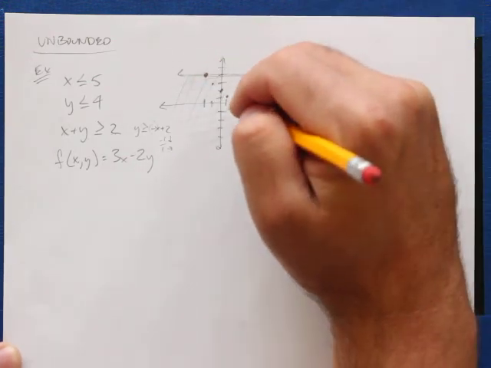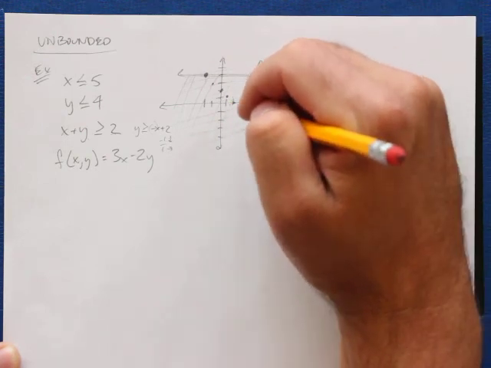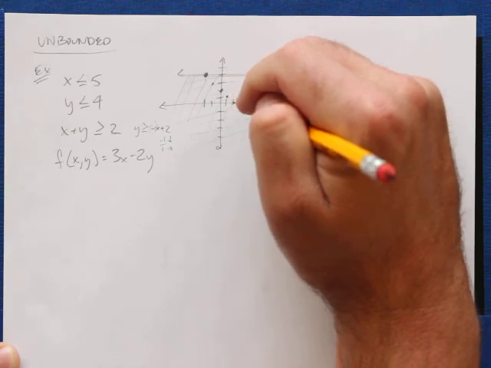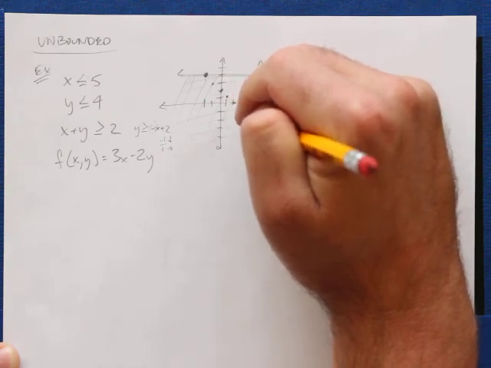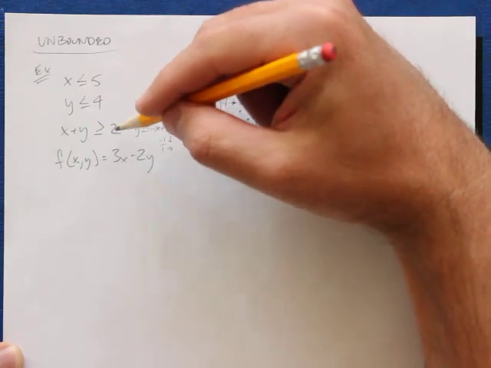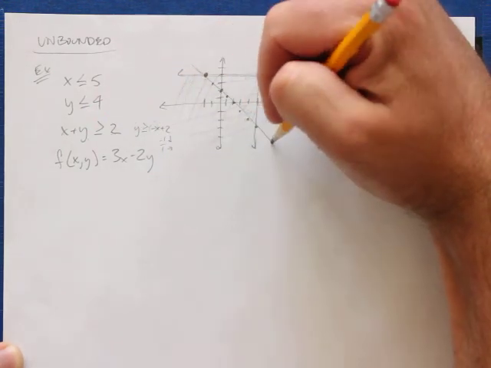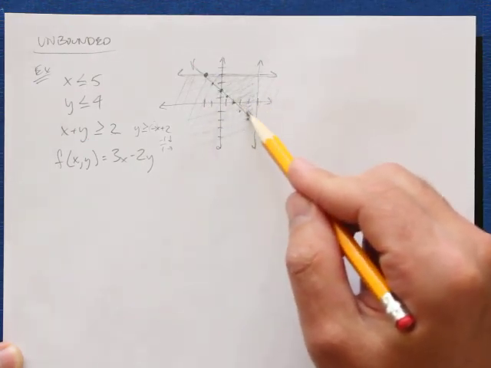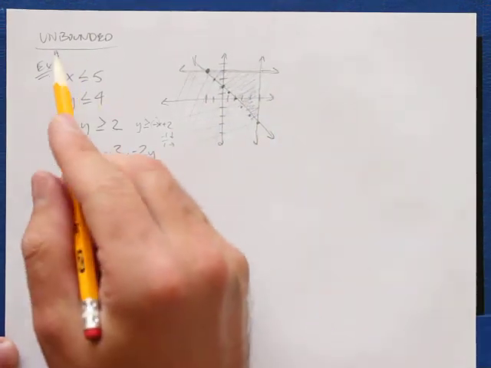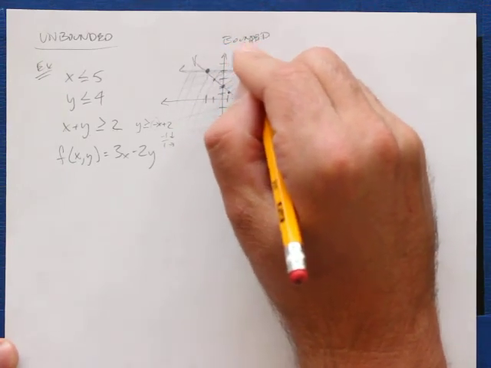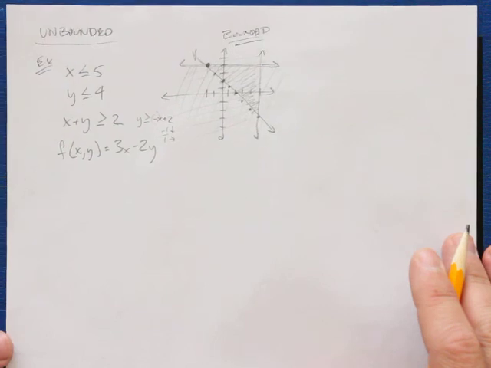And then, oh, this one's not unbounded, is it? Oh, gosh. Well, oh well. And then y is greater than this. There's my shaded, there's my feasible region. This is not unbounded, this is bounded. I thought I had a good unbounded example.